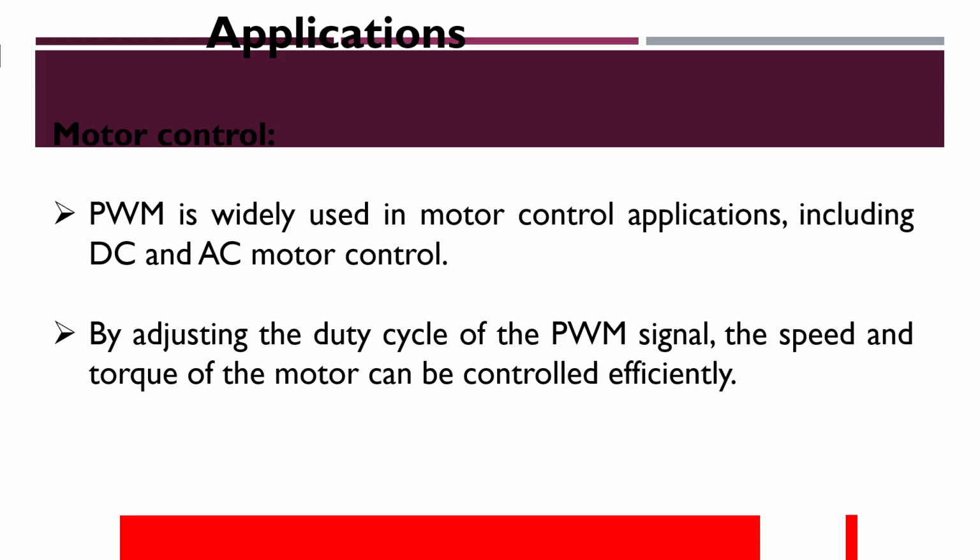Then what are the applications actually here? The PWM is widely used in motor control applications, including DC and AC motor controls. Okay, it is mainly used for DC and AC motor controls. So by adjusting the duty cycle of the PWM signal, the speed and torque of the motor can be controlled efficiently.